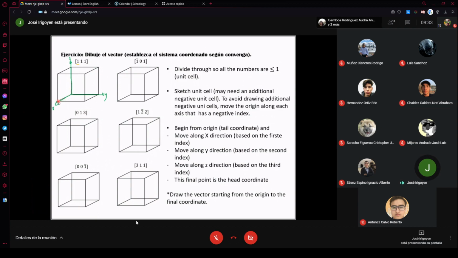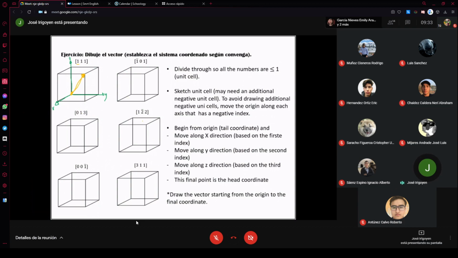Then move along Y direction based on the second. So it says 1, 1. Move along Z direction. In this case, it's 1 also. So here's going to be the head. So you are going to trace the vector like this, more or less, right? I think it's quite easy to practice. Okay, so you have the tail and you have the head here. So that's the exercise in this case.